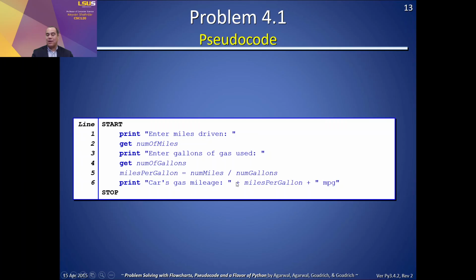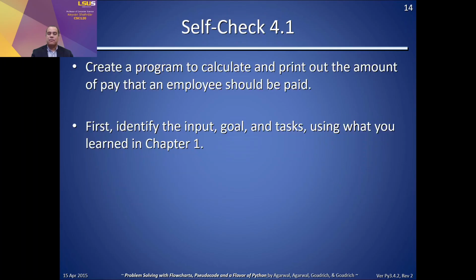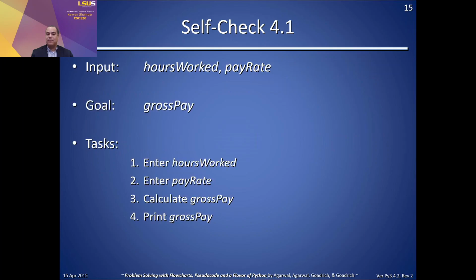The car's gas mileage, plus this concatenation, and then we're adding an MPG to the end of it. Create a program to calculate and print out the amount of pay that an employee should be paid. First, identify the input, the goal, and task using what you learned in Chapter 1. So the input is hours worked and the pay rate. We want to know how many hours you worked and what your pay rate is. And the goal is the gross pay.